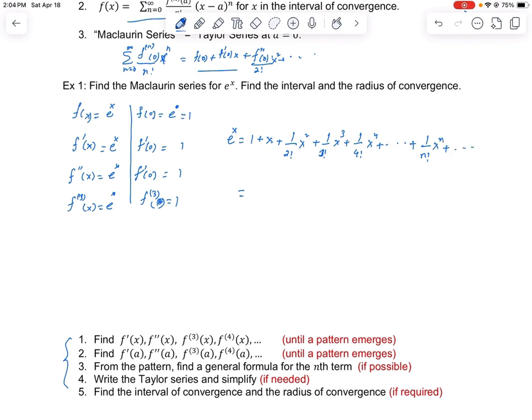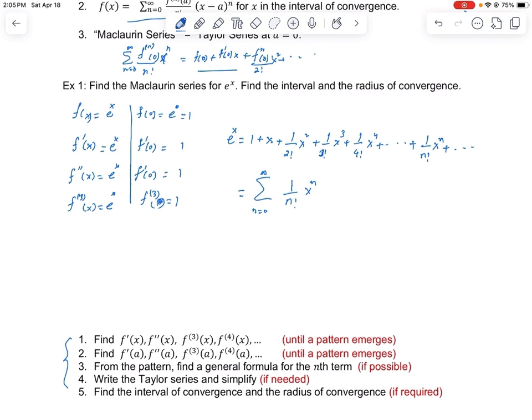Now we put it in summation form, where n goes from 0 to infinity. The nth term is going to come in here: we get 1 over n factorial x to the n. So this is the Maclaurin series in closed form for e to the x.